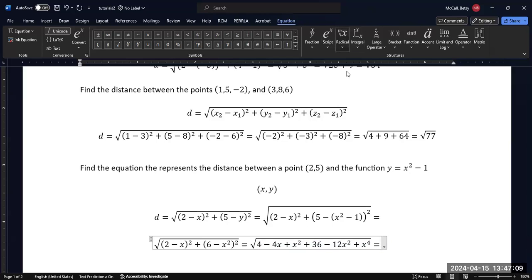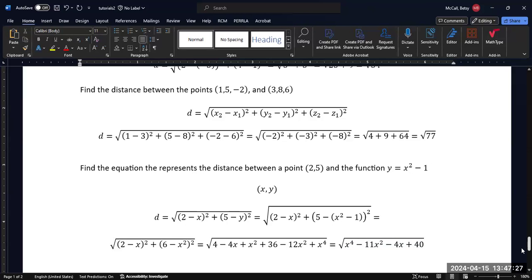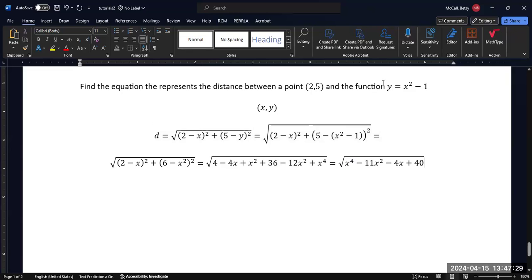And if I combine like terms, I get x to the 4th minus 11x squared minus 4x plus 40. And so now this represents a formula. If I have some point on the graph of y equals x squared minus 1, I can plug that into this equation, and that will tell me how far that point on the curve is from the point (2, 5) at any point along the curve.